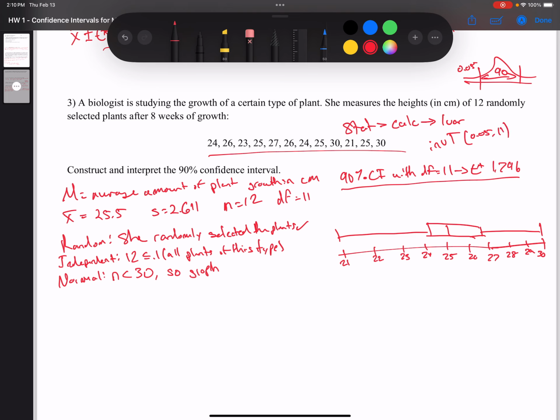All right. So now we got to check our conditions. Random: she does randomly select the plants. Independent: we have to make sure that 12 is less than 10% of our population. So it's less than 10% of all plants of this type, which I would say is a perfectly safe assumption. And normal: our n is less than 30, so we have to graph.